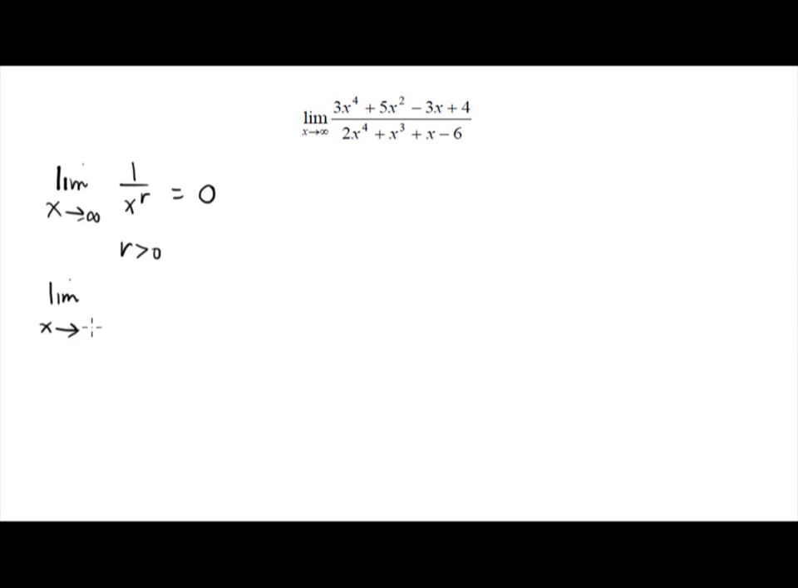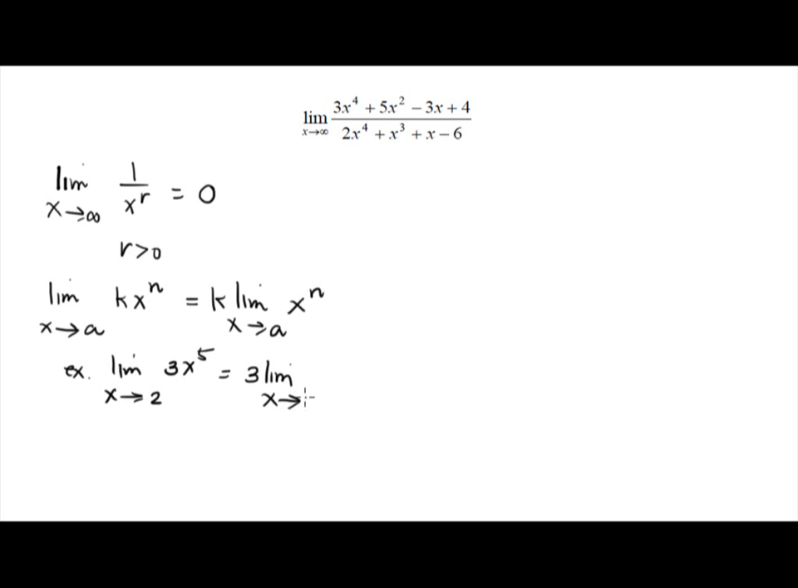Say this limit approaches any number, there is a constant k, and there's x to the n, where n is any number. You can always put the k outside the limit and then just retain x to the n. So for example, if you have the limit as x approaches 2 of 3x to the 5, this is equivalent to 3 times the limit as x approaches 2 of x to the 5.